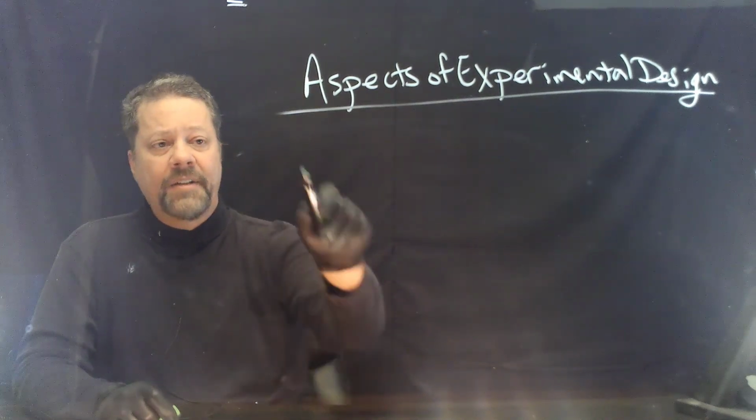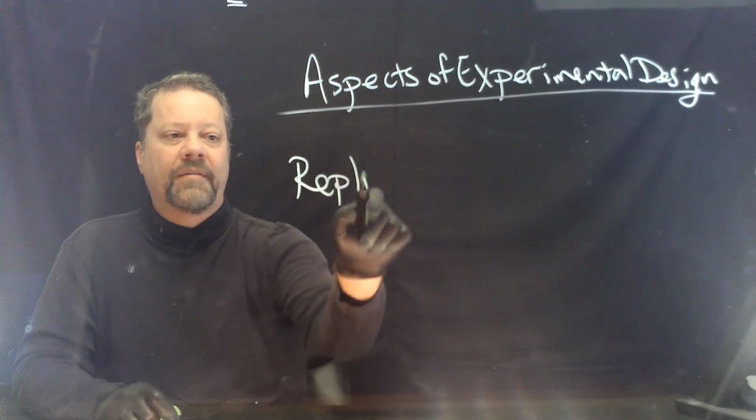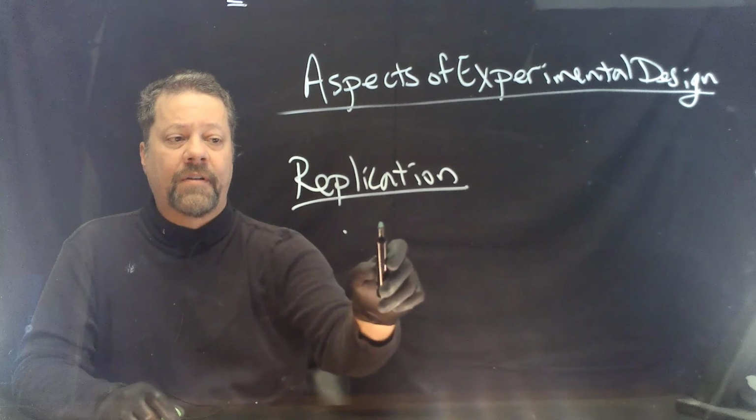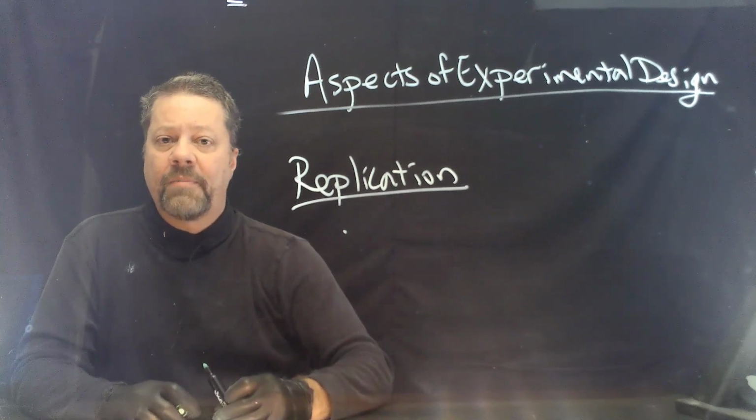Besides randomization, you must have replication. There are a couple aspects of this. First of all, you should be able to repeat this with more than one individual.